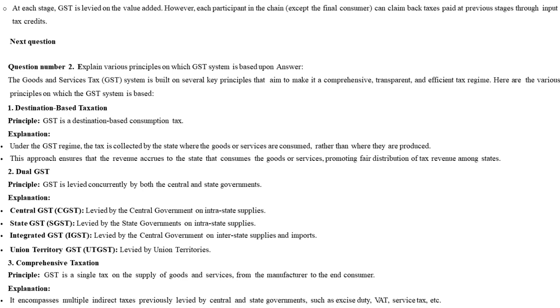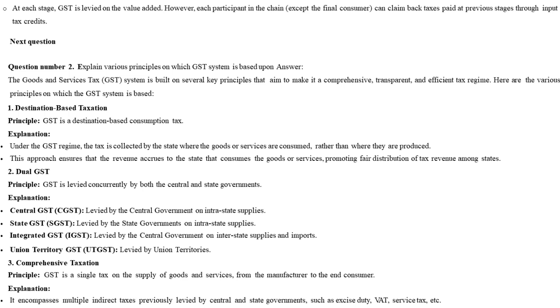2. Dual GST. Principle. GST is levied concurrently by both the central and state governments. Explanation. Central GST, CGST, levied by the central government on intra-state supplies. State GST, SGST, levied by the state governments on intra-state supplies. Integrated GST, IGST, levied by the central government on interstate supplies and imports. Union Territory GST, UTGST, levied by Union Territories.